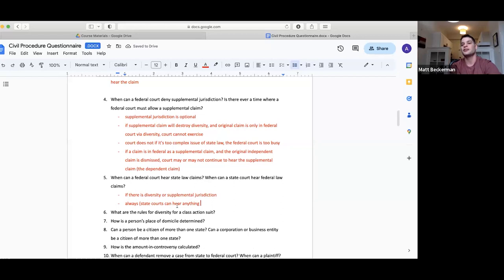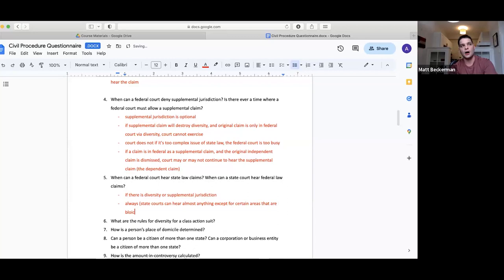That's a good point. They can hear almost anything except for certain areas that Congress has reserved for federal courts, like anything to do with veterans, federal tax, international trade, bankruptcy, admiralty. But for 95-98% of all cases, state courts can hear them. But that's a good point, Brayden.